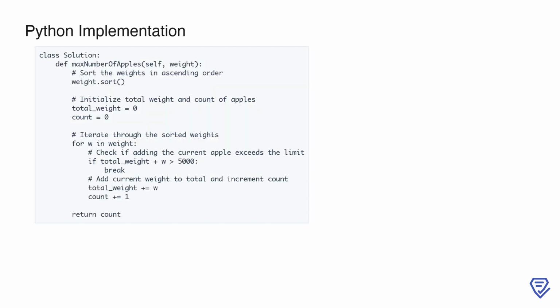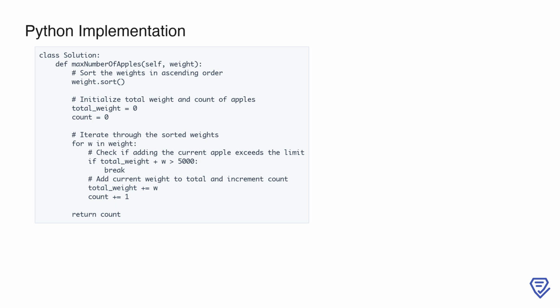This solution for LeetCode problem number 1196, how many apples can you put into the basket, calculates the maximum number of apples that can fit into a basket with a weight limit of 5,000 units. Here's how the code works step by step. 1. Sorting the weights. The first step is to sort the array of apple weights in ascending order. This ensures that we prioritize adding lighter apples first, maximizing the total number of apples that can fit within the weight constraint.